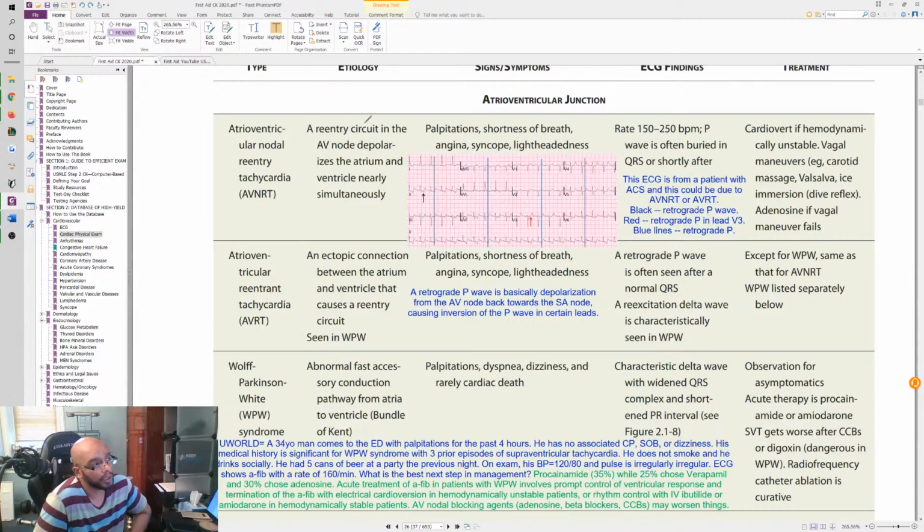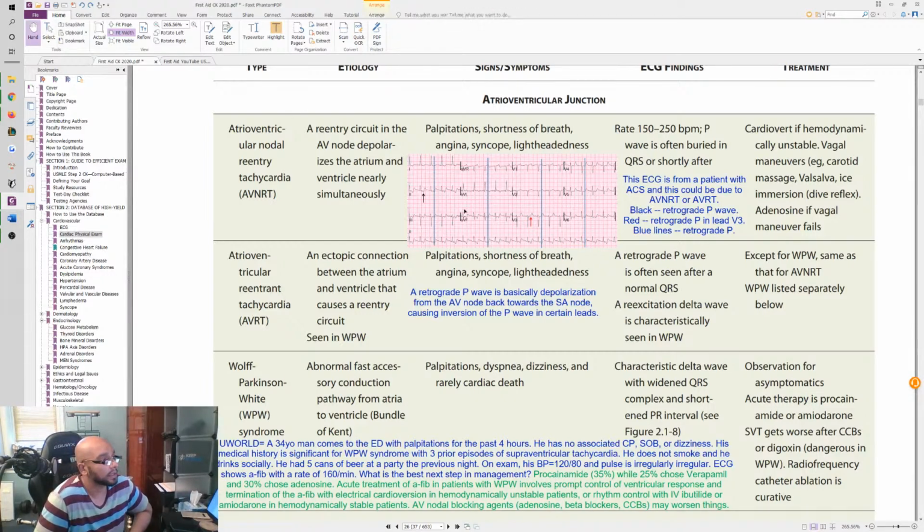And it's because of a reentry circuit in the AV node depolarizing the atrium and the ventricles nearly simultaneously. But your atrium and ventricles are not supposed to contract at the same time, right? They're supposed to contract one after the other, back to back. So that's why, because they're contracting at the same time, your P wave and your QRS complex are on top of each other. And when that happens, you can't see the P wave. So that's why the P wave is often buried in the QRS or shortly after.